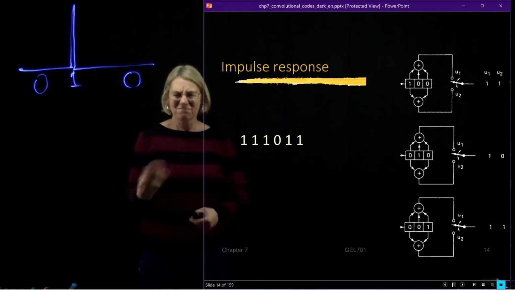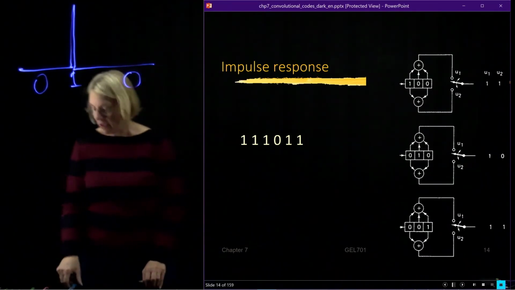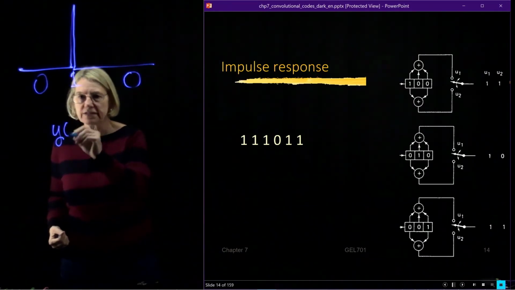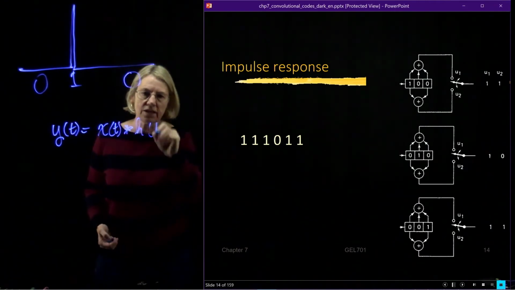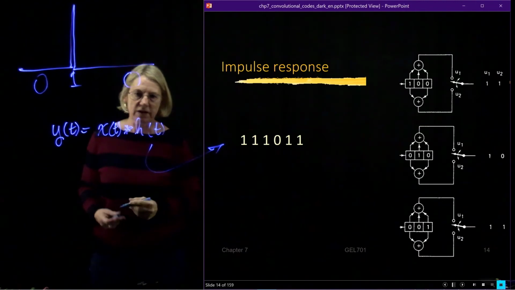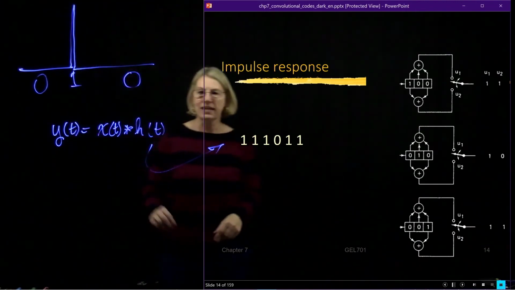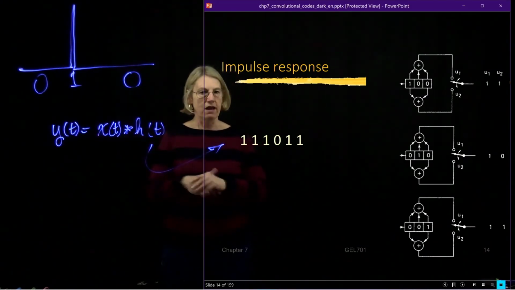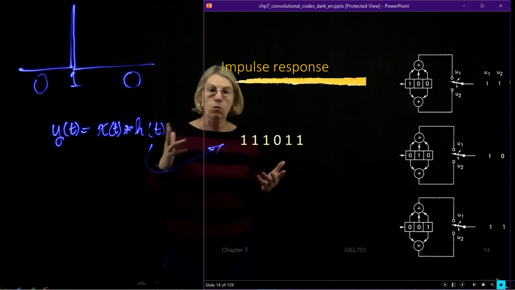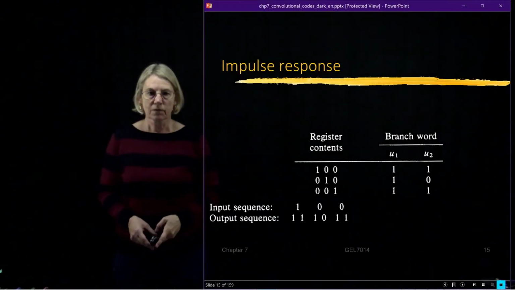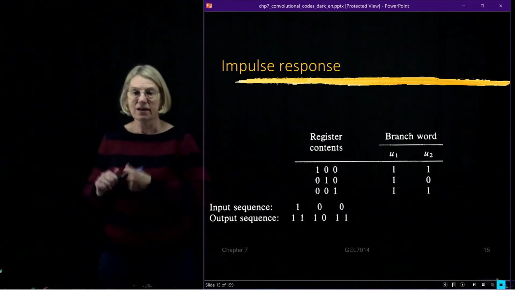Impulse response, great. Does it mean what we think we mean with an impulse response? When we say we have an impulse response, we say that the output is just equal to the input convolved with the impulse response. Here's our impulse response. So this is another way that we could think of generating the output of our encoder. Okay, so how do I do a convolution in the digital domain? How does that work? Well, let's just calculate it. How do we calculate it in the digital domain?